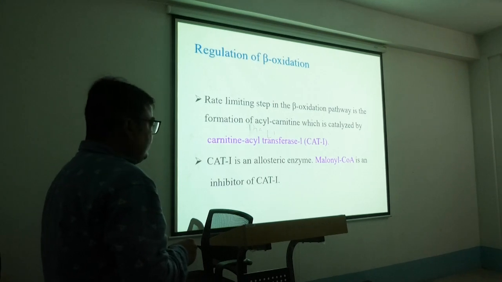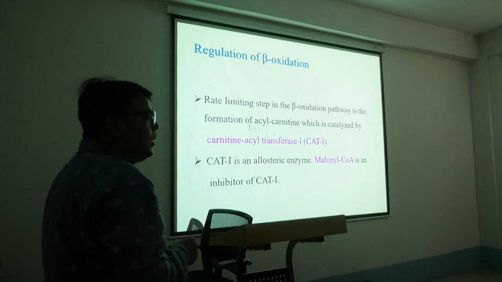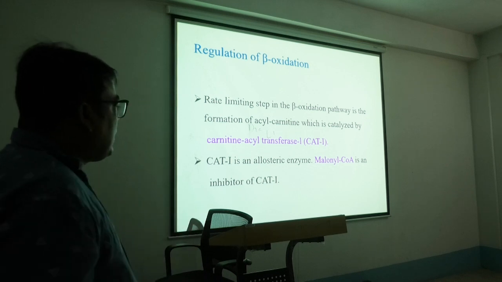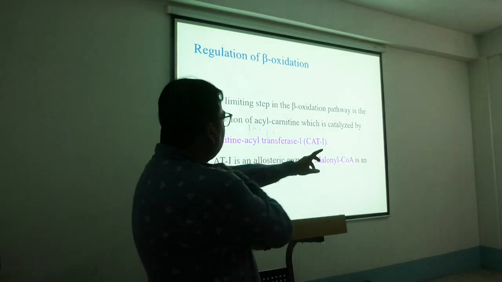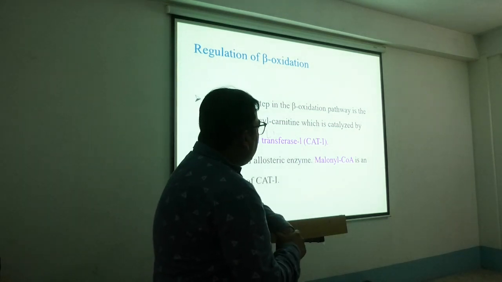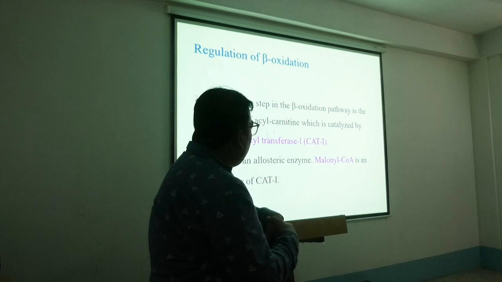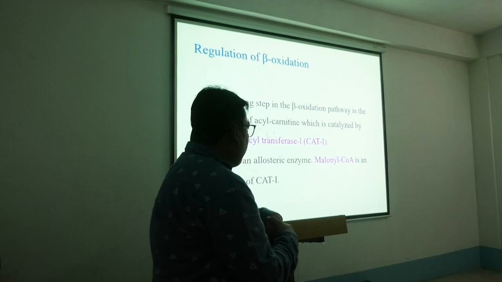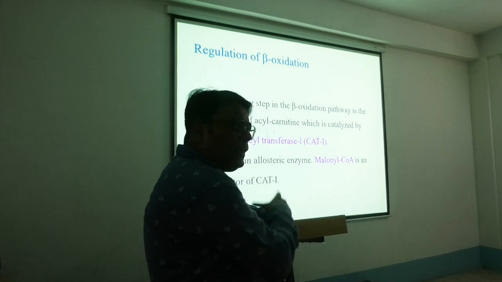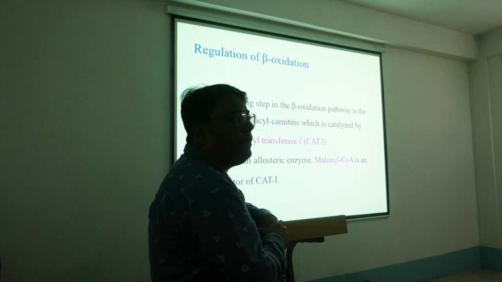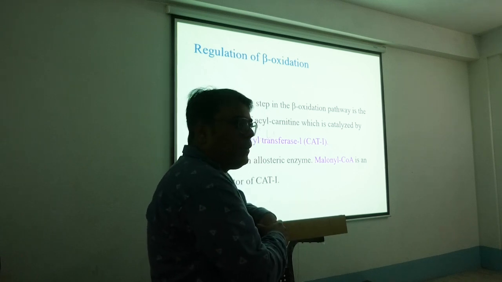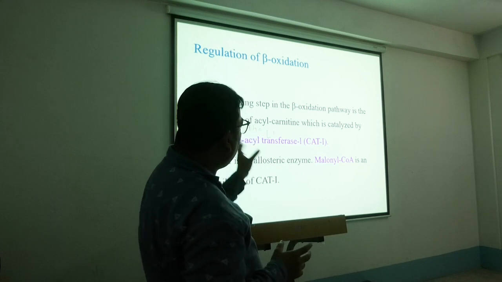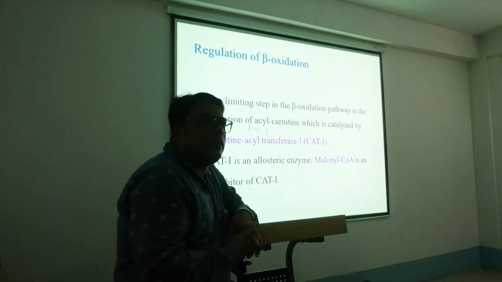Now the regulation. So carnitine palmitoyltransferase, this is CAT1. Carnitine palmitoyltransferase is the rate limiting step of the beta oxidation pathway, for the formation of acyl carnitine, which is catalyzed by CAT1. CAT1 is present in the first step, during the activation of molecules. Okay. If this enzyme activity changes, why is it called the rate limiting step?